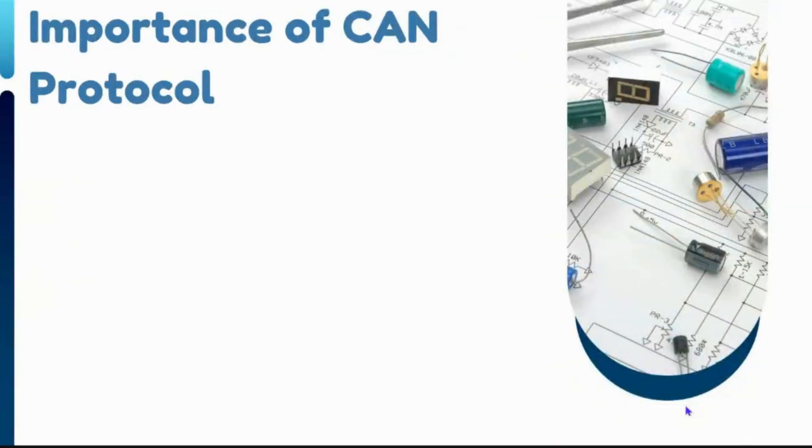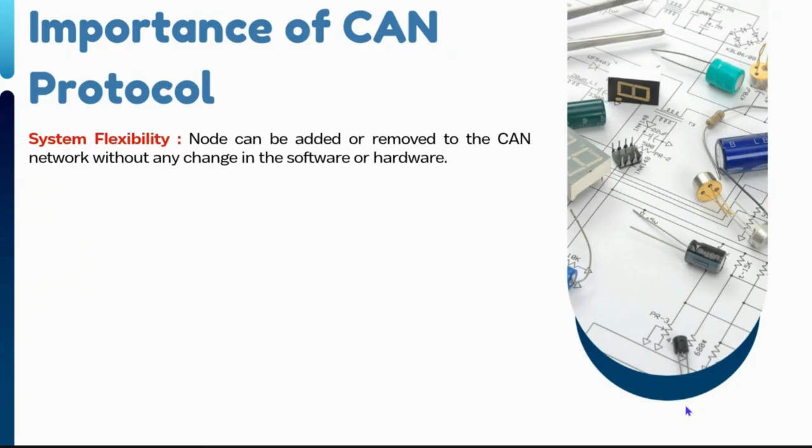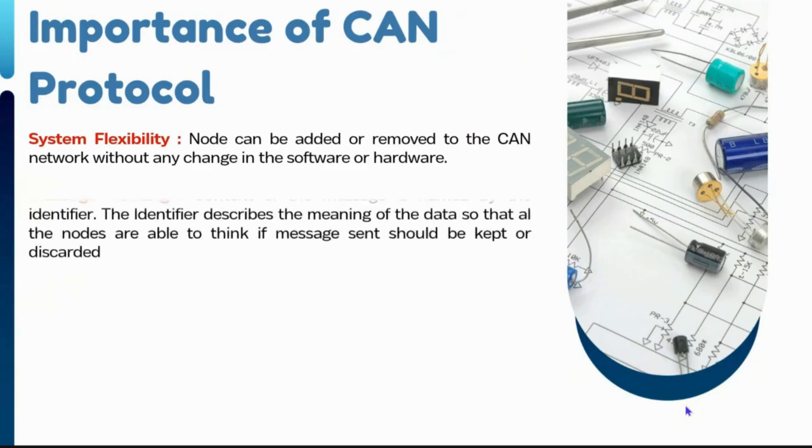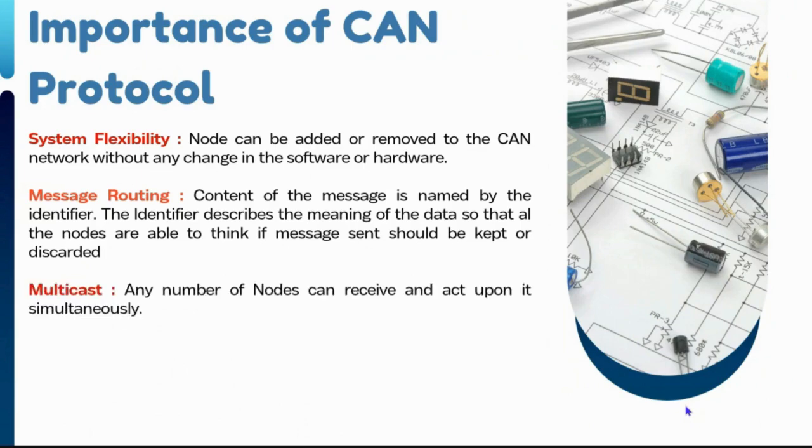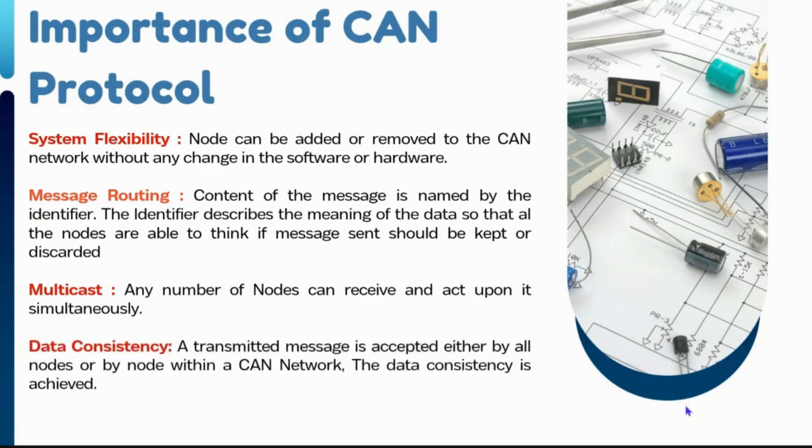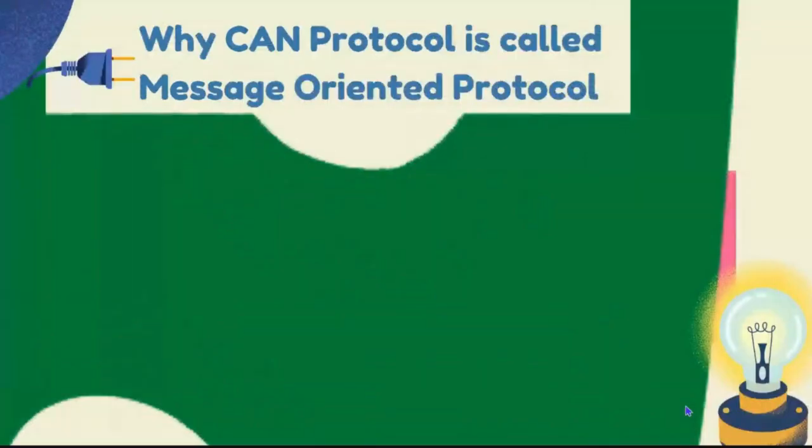What is the importance of the CAN protocol? System flexibility: nodes can be added to and removed from the CAN network without any changes in software or hardware. Message routing: the message is named by an identifier. The identifier describes the meaning of the data, so all nodes are able to decide whether the message is to be kept or discarded. Multicast: any number of nodes can receive and act upon a message simultaneously. Data consistency: a transmitted message is accepted either by all the nodes or by none within the CAN network, so data consistency is achieved.